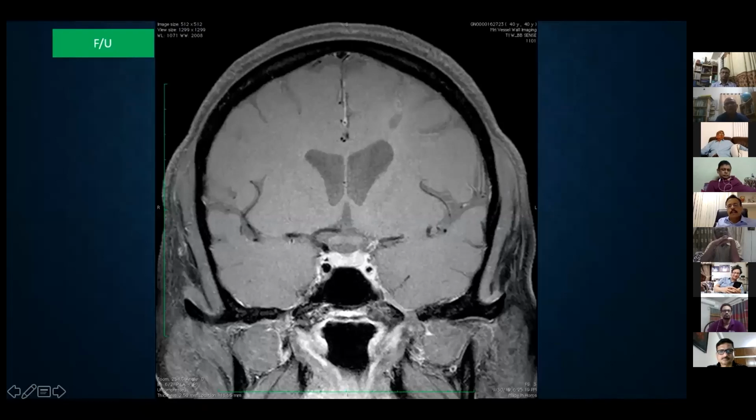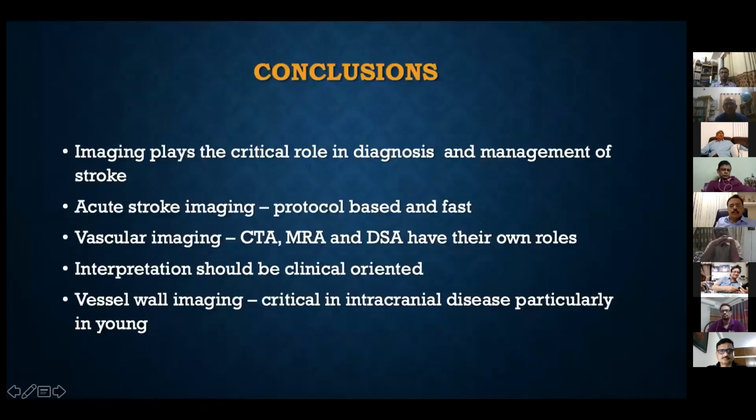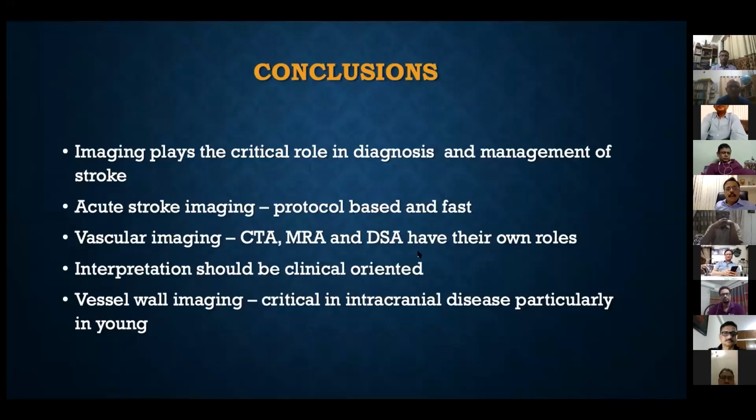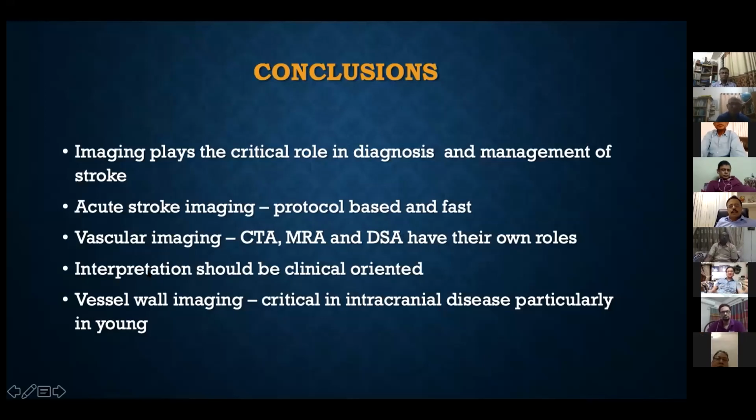Just to conclude my talk, imaging plays a very critical role in the diagnosis and management of stroke. Acute stroke imaging has to be protocol based according to your institution's capability, but has to be done very fast. Vascular imaging, as I discussed, CTA, MRA, and DSA have their own roles, but the interpretation, as I tried to put out in my talk, should be clinically oriented.